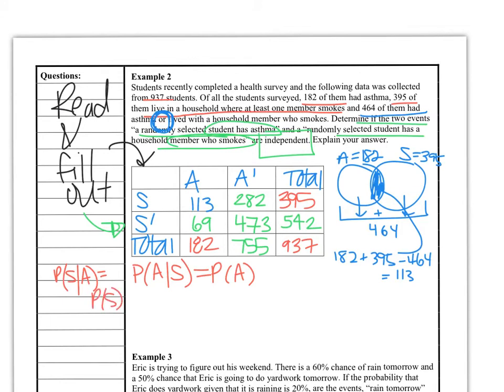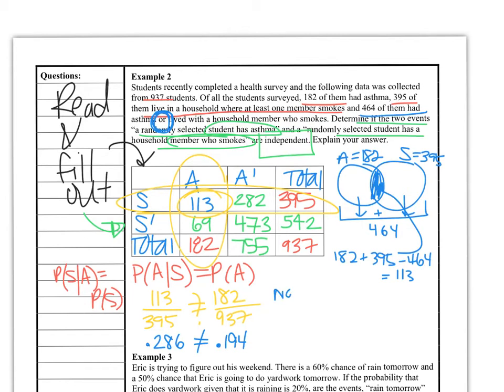Okay, so in this case, I'm looking at the smoker household column and being in that column as an asthmatic, 113 out of 395. See if that's equal to the probability of being a student with asthma out of the total 937. So when I do this, I should have a question mark here because I'm trying to test to see if they're equal to one another. I type them in my calculator, I reduce them, or I get decimal values, and in this case, I get 0.286, which is not equal to 0.194. And so therefore, these are not independent.